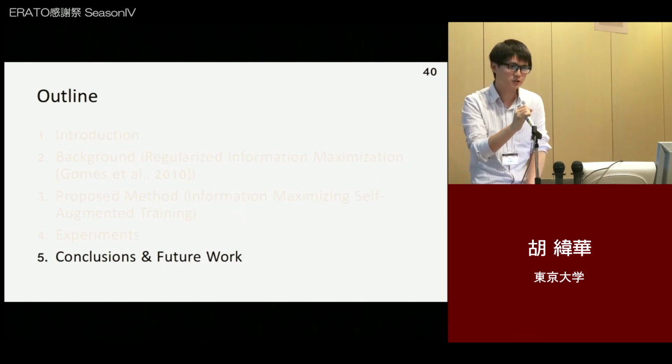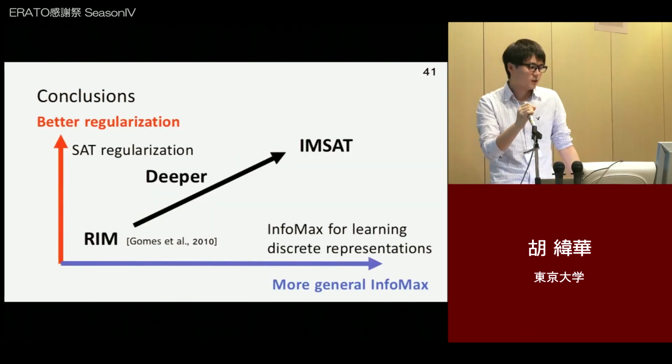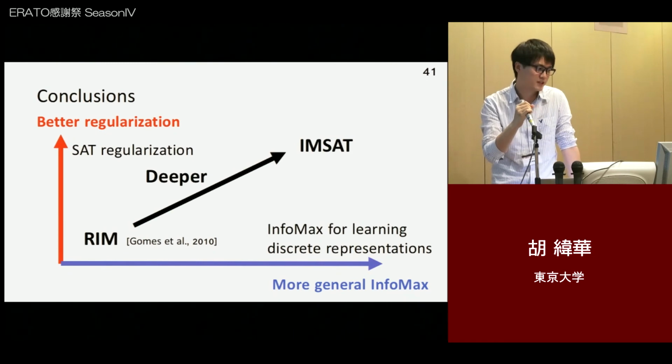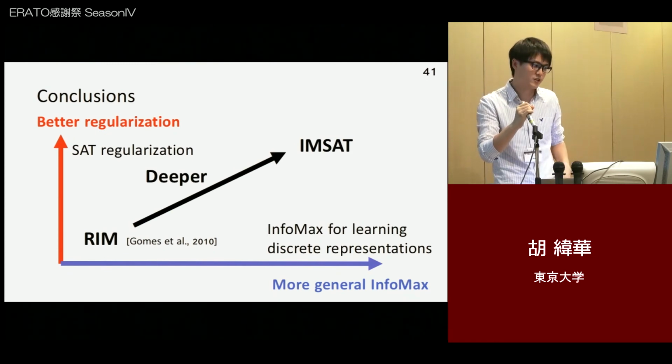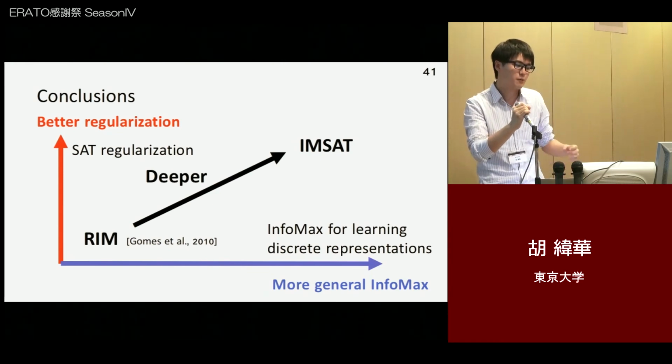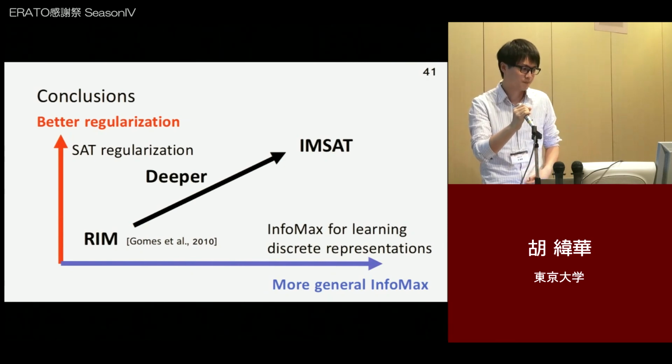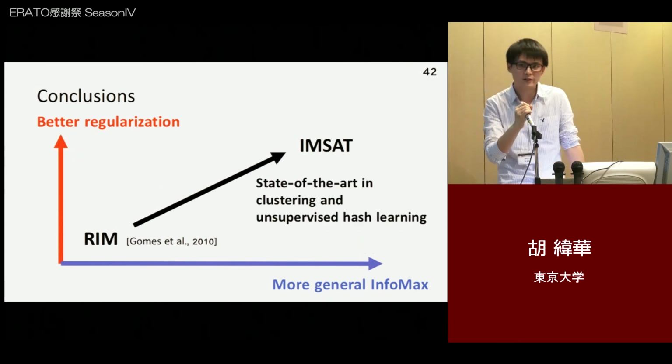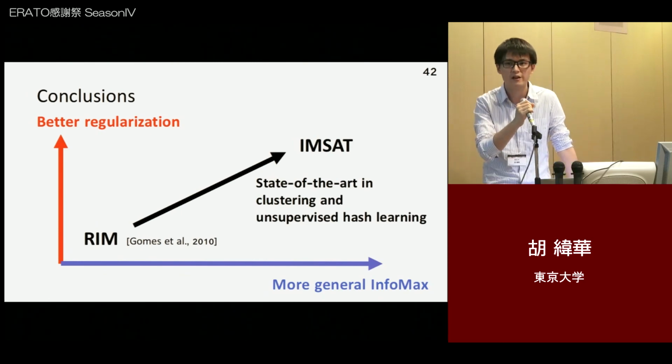Finally, let me conclude my presentation. In this work, we built on the RIM framework, and we made 2 contributions. We proposed self-augmented training, which is a better regularization method for deep neural networks. We also proposed a more general information maximizing criterion, so that our method is also able to learn discrete representations. Experimentally, we show that our method achieved state-of-the-art performance in both clustering and hash learning.